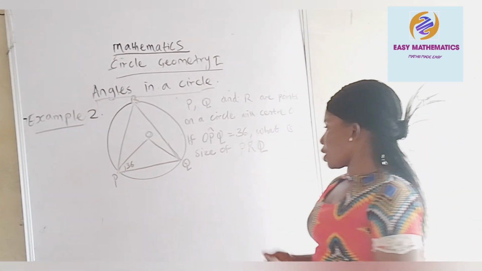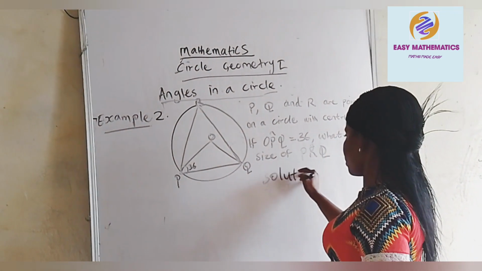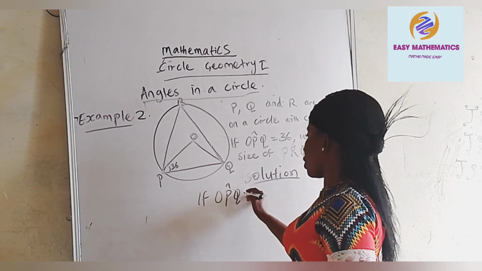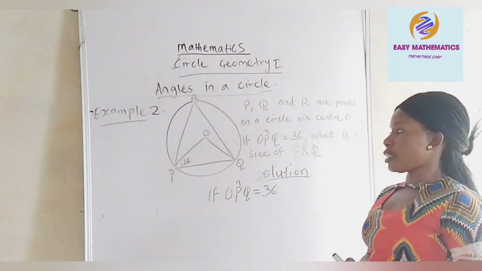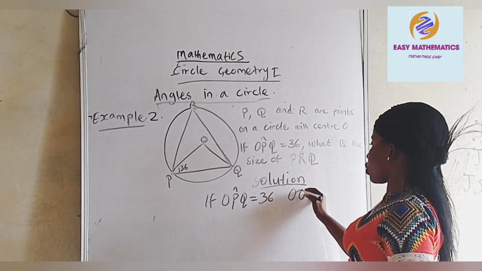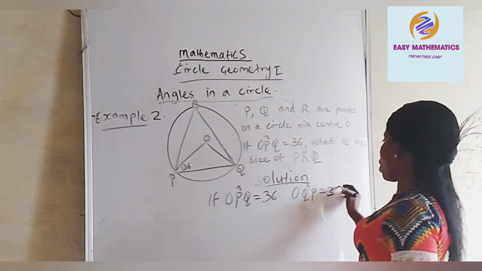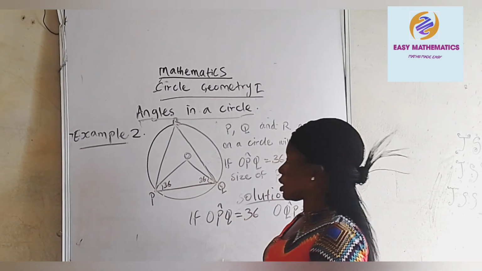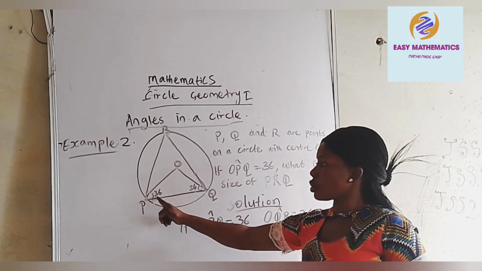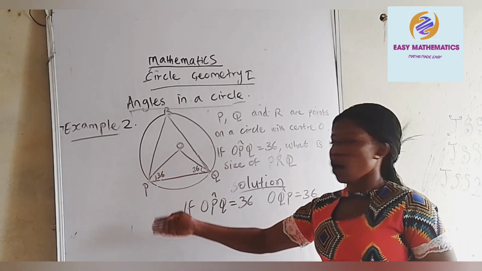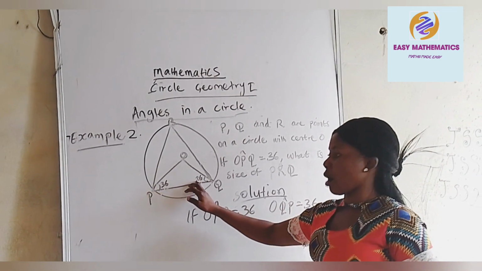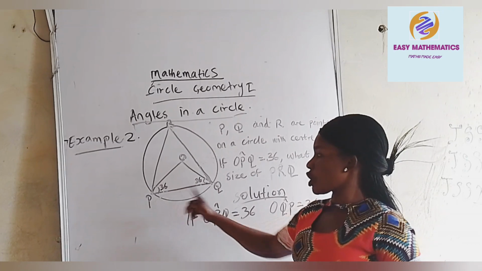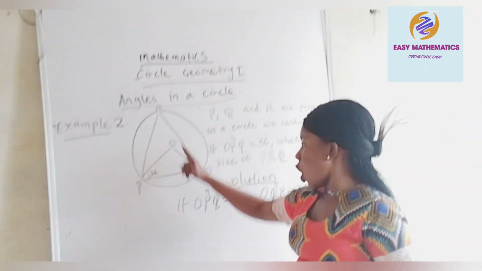Now, we say solution. If OPQ is equal to 36, it simply means that OQP is also equal to 36. That is, if here is 36, it means that here is also 36. Reason: base angles in an isosceles triangle are equal. So if OPQ is 36, it simply means that OQP will also be 36.